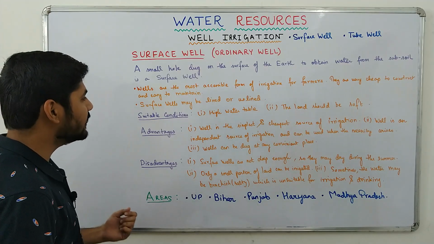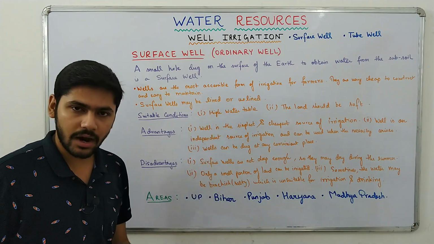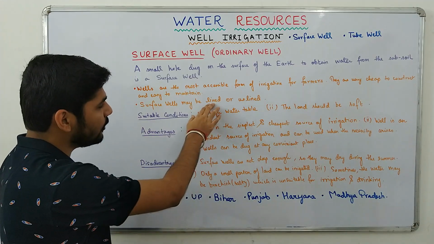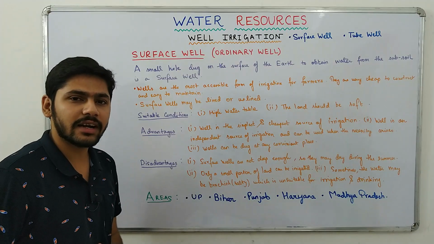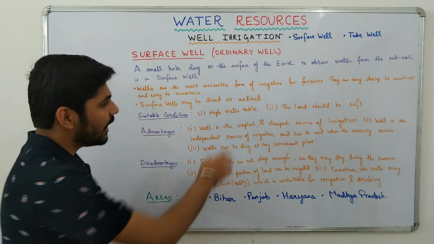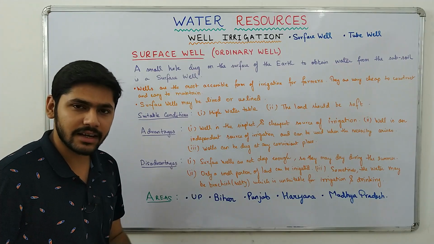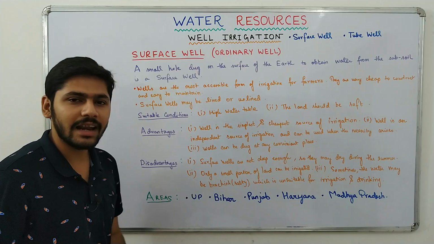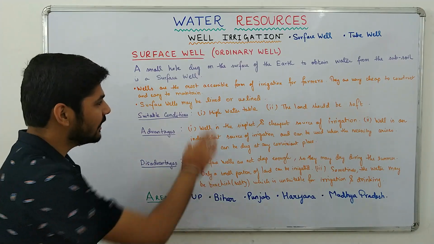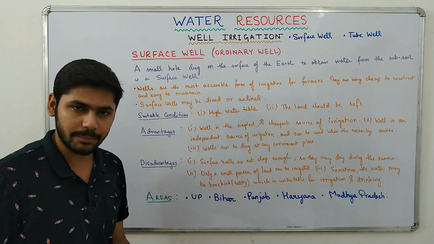Then, surface wells may be lined or unlined. Now, lined well means pakka well and unlined well means kacha well. Lined well, that is pakka well, is constructed with the help of bricks and cement and it is a little deep. Unlined well, that is kacha well. No use of bricks or cement is done in the construction of unlined well. Unlined well is a little less deep as compared to lined well. Hence, lined well is a little expensive and unlined well is cheap.